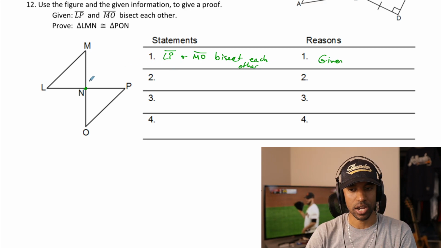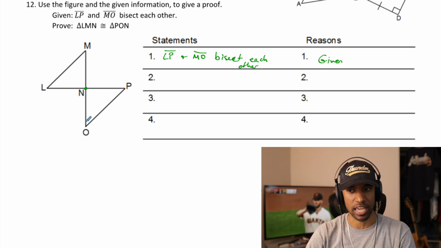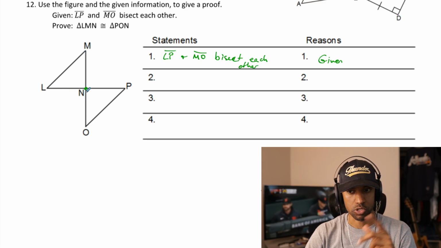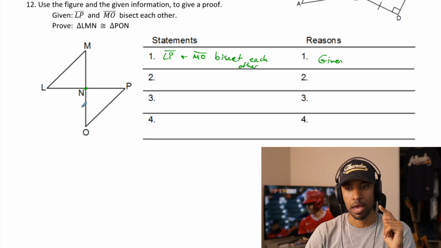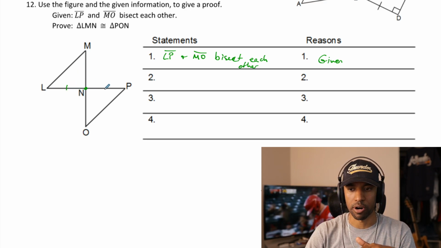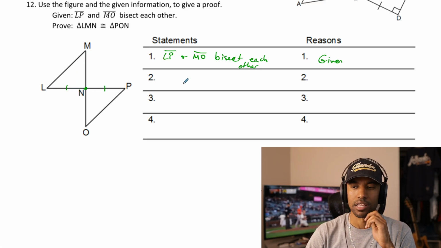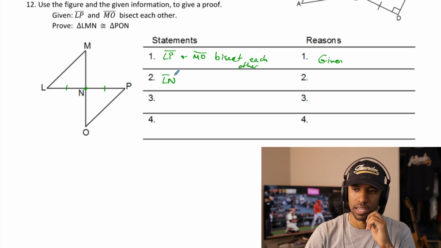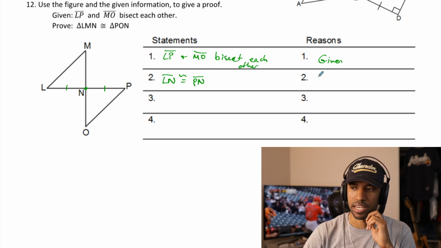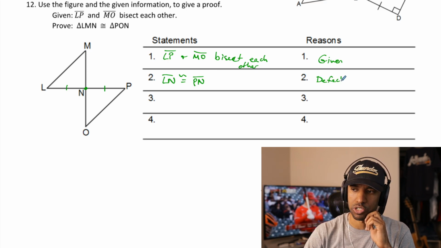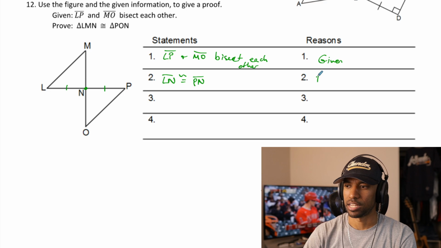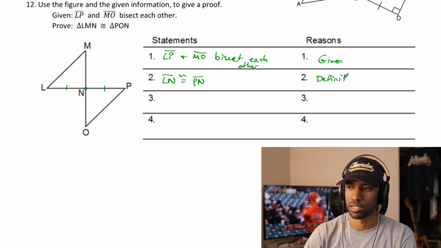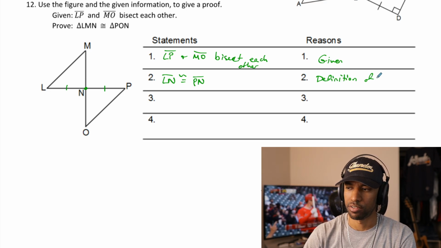If they bisect each other, it's not just LP bisecting MO. MO is also bisecting LP. That means MO is dividing LP into 2 congruent parts like that. That means that segment LN and segment PN are congruent to each other, because that is the definition of a segment bisector.